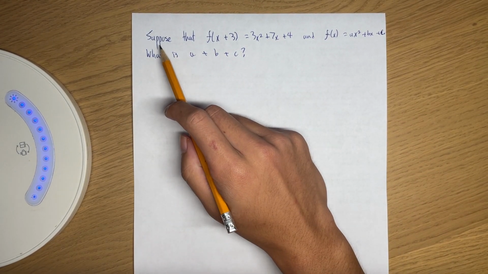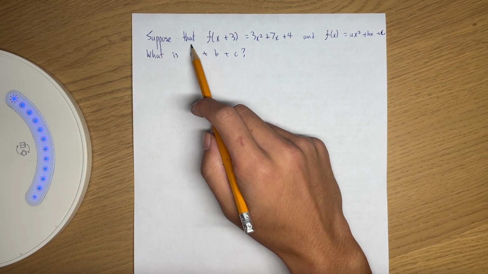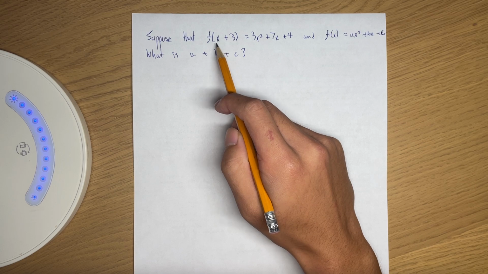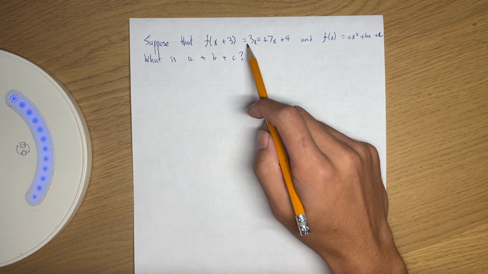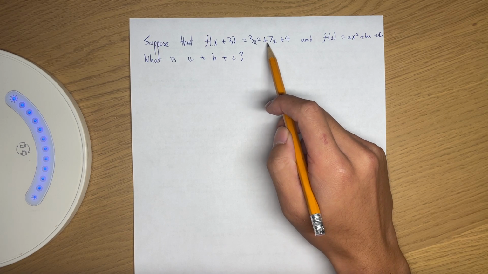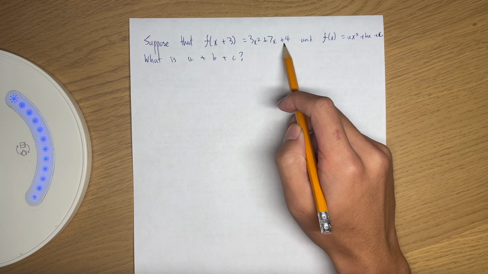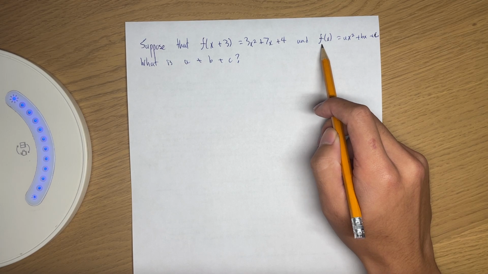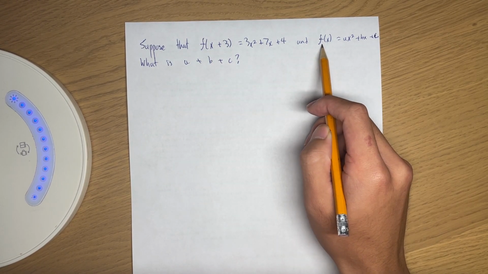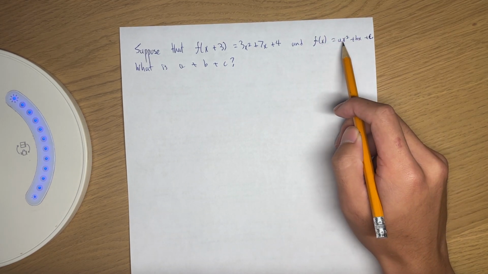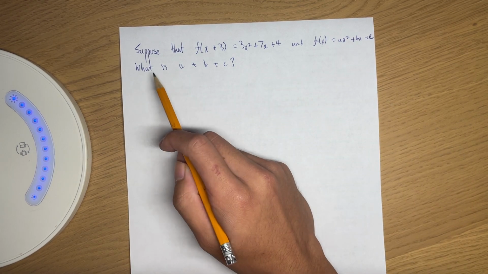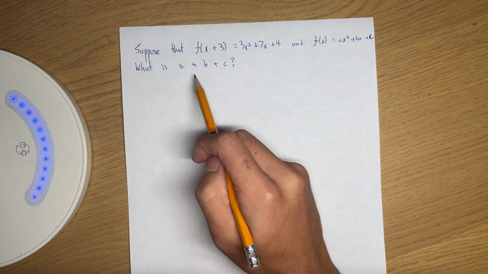So we have this question. Suppose that f of x plus 3 equals 3x squared plus 7x plus 4, and f of x, so this is the same function, equals ax squared plus bx plus c. And what is a plus b plus c?